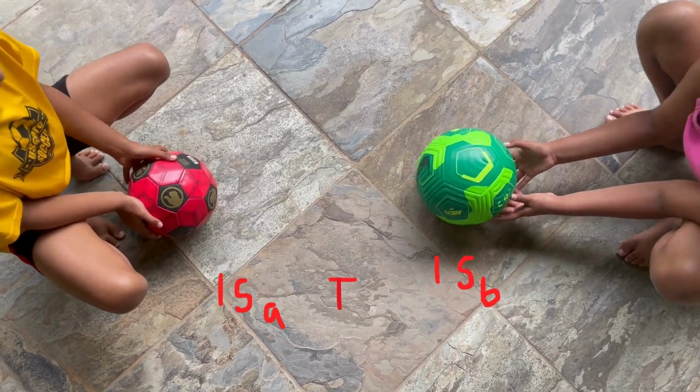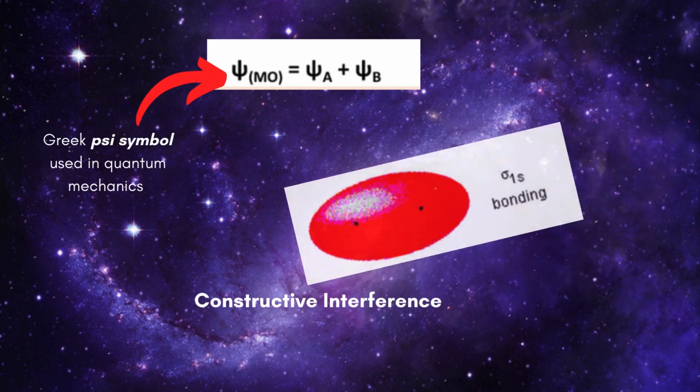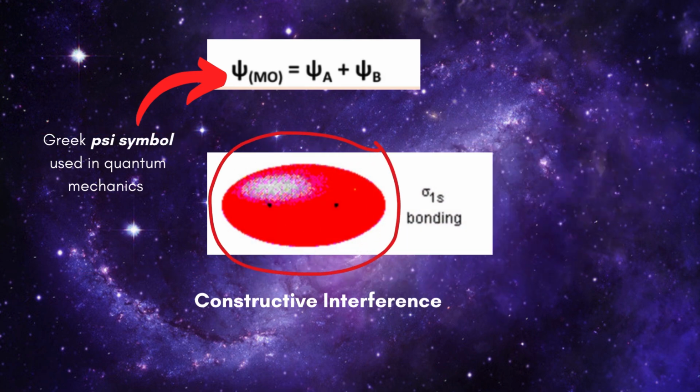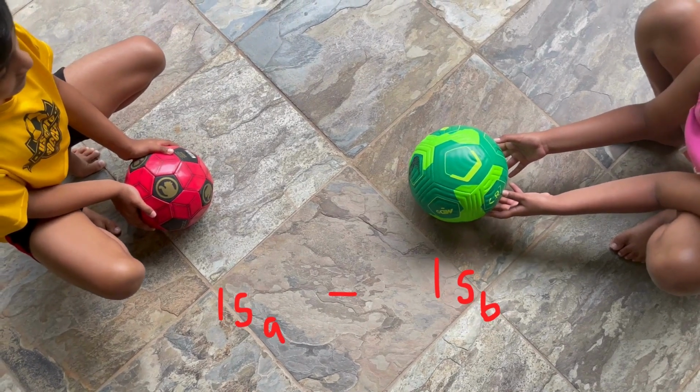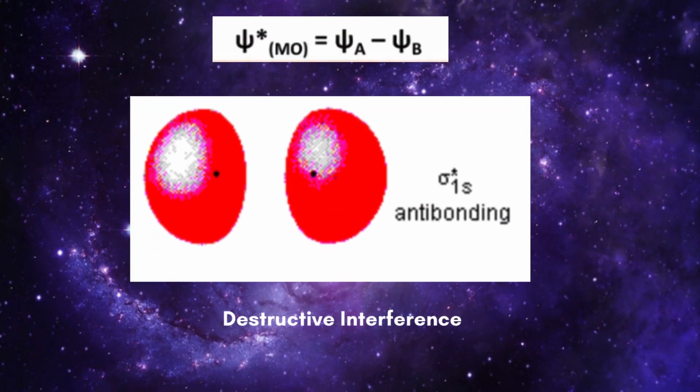Imagine two waves that meet. They can either add up and form a bigger wave, which is known as constructive interference, or bonding orbitals. They can also cancel each other out, called destructive interference, which forms anti-bonding orbitals.